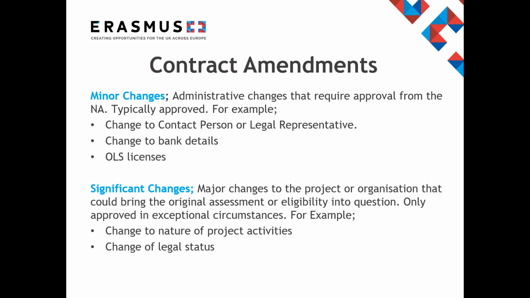A formal request and approval is required by the national agency, as minor changes alter some of the content in the grant agreement. Beneficiaries are required to submit a minor change form and complete the relevant actions detailed in the form. Some examples of minor amendments are changes to contact person or legal representative, changes to bank details, and changes to the number of OLS licenses required. Minor changes are typically approved with no supplementary agreement required.